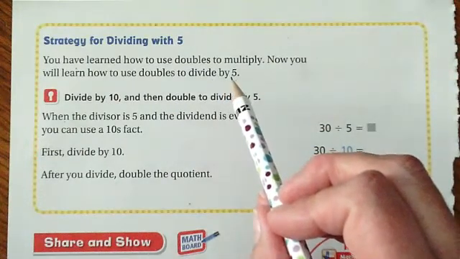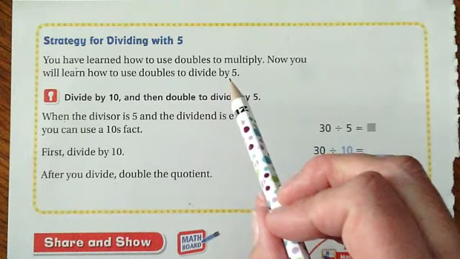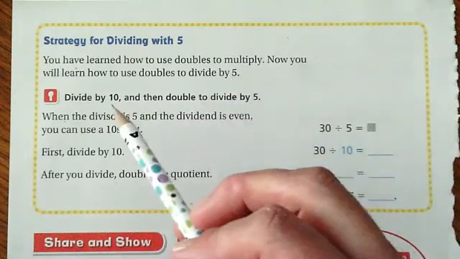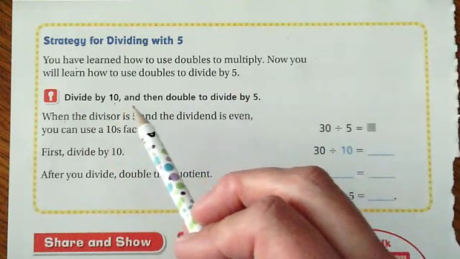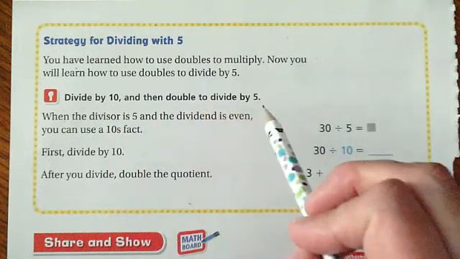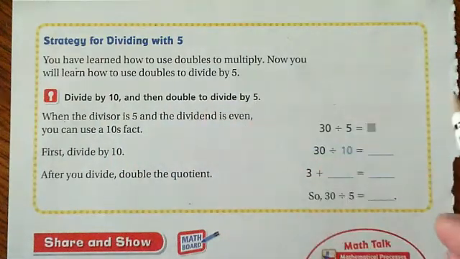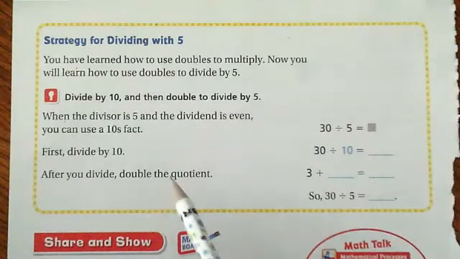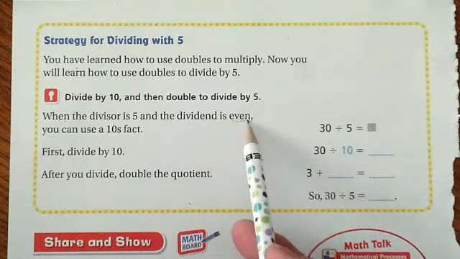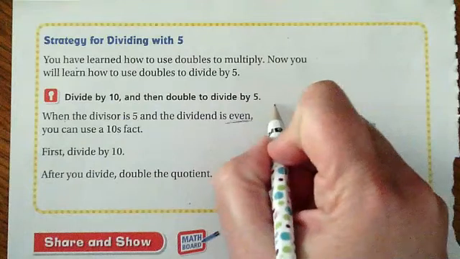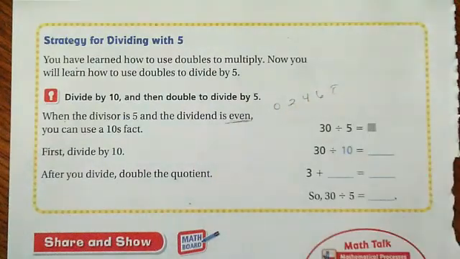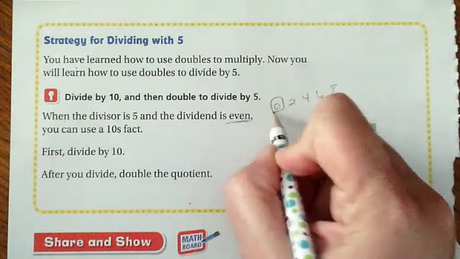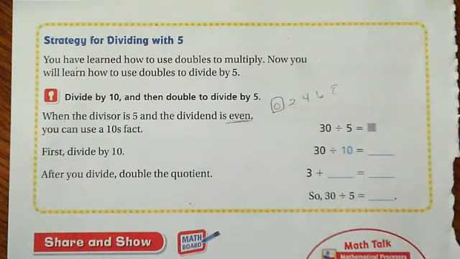What's twice as much as 5? Well, that would be 10. 5 and 5 is 10 when you're adding. So we can divide by 10 and then double it to divide by 5. Let me walk you through that real quick. When the divisor is 5 and the dividend is an even number, which means it ends in 0, 2, 4, 6, or 8, you can use a tens fact. So really, if it ends in 0, we can divide by 10.